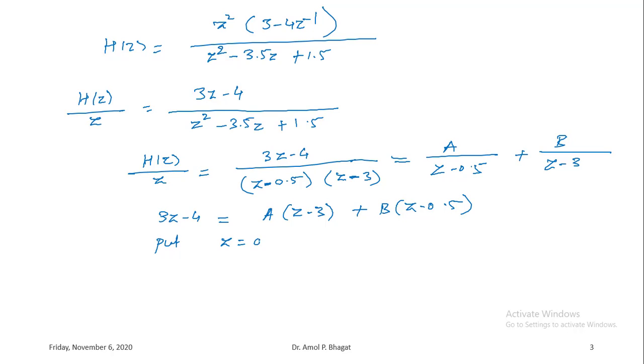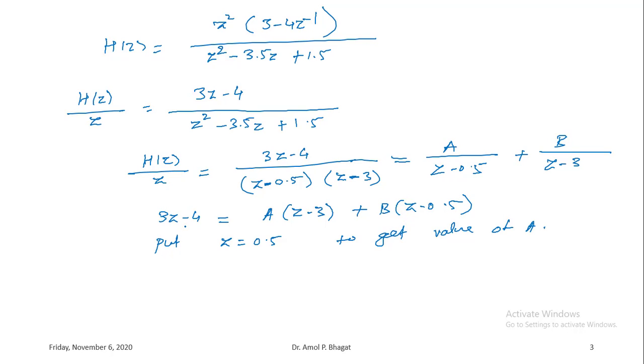So to identify the value of A, put z equal to 0.5 to get the value of A. Okay, so if I'm substituting z equal to 0.5, right, it will be 3 by 2 here, minus 4 is equal to A in bracket 0.5 minus 3, that is 1 by 2 minus 3, and this term will be 0, right?